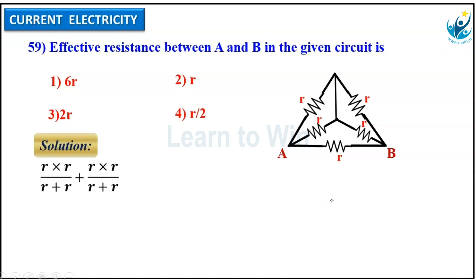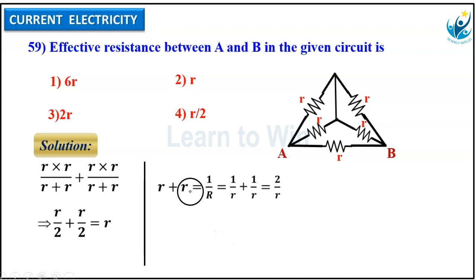Solution. Here, the effective resistance between A and B is R into R by R plus R, Wheatstone's bridge model only, plus R into R by R plus R. That means R by 2 plus R by 2, which is equal to R. So, this is similar to Wheatstone's bridge. So, the effective resistance is R itself, R plus R, which is equal to R by 2. Capital R equal to R by 2. So, option 4 is correct.